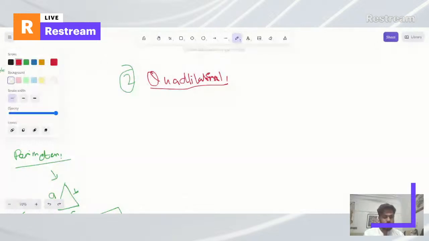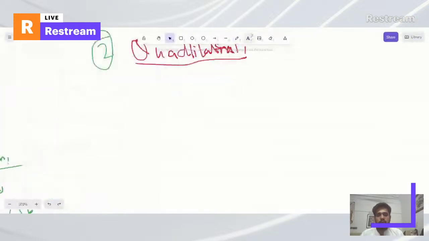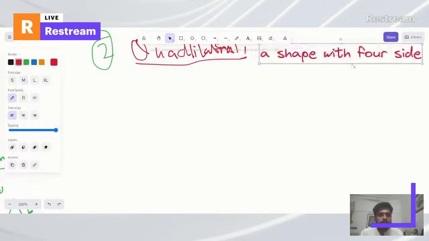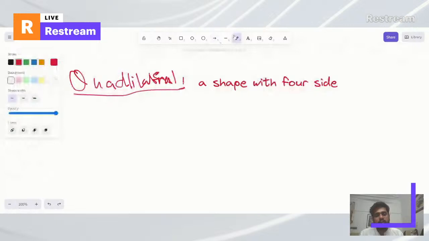So what's a quadrilateral? A quadrilateral is basically any shape with four sides. That's the definition of a quadrilateral, right? Why I'm telling you this is because most of the questions are going to mention quadrilateral and not the exact name of the shape, so it's very important that you know.